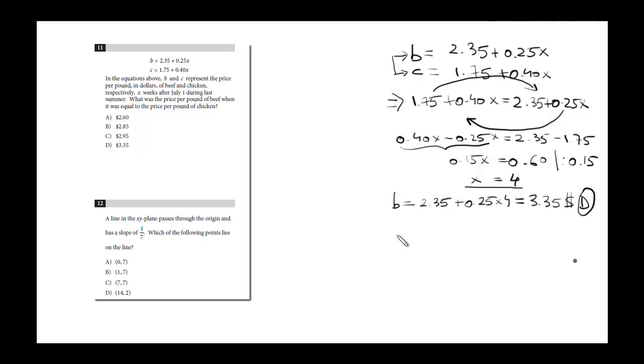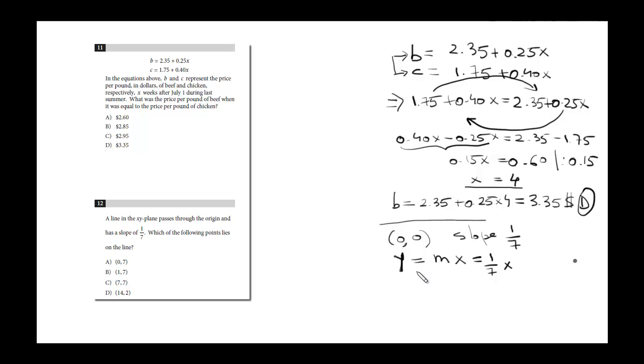For number 12, we are told that a line in the xy plane passes through the origin. So the line passes through the point (0, 0) and has a slope of 1/7. If it passes through the origin, it means that the equation is of the type y equals mx, because the y-intercept is 0. It cuts the y-axis at 0. So when I'm looking at the answers, I know that m is 1/7, so the equation is y equals 1/7 x. So I'm looking for which answer has y equal to 1/7 of x.